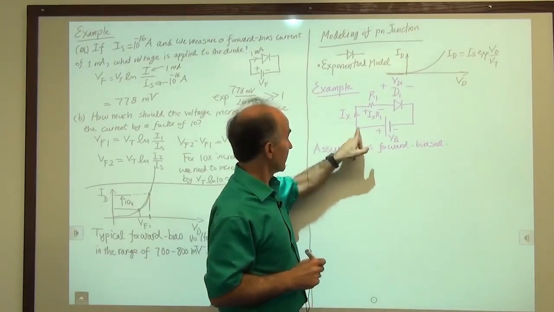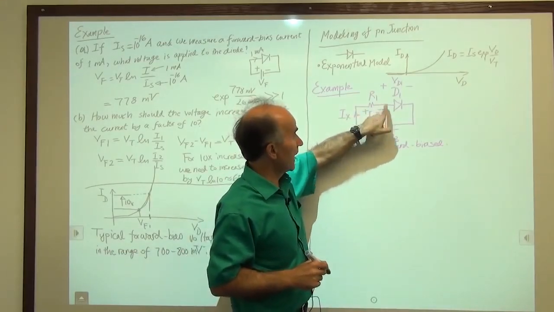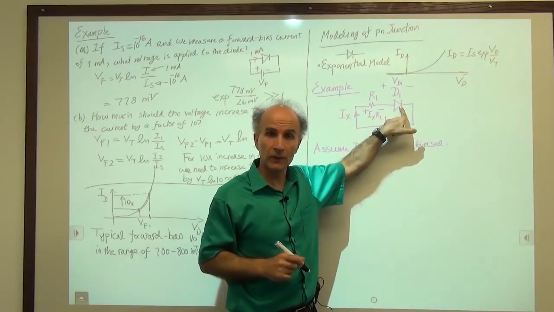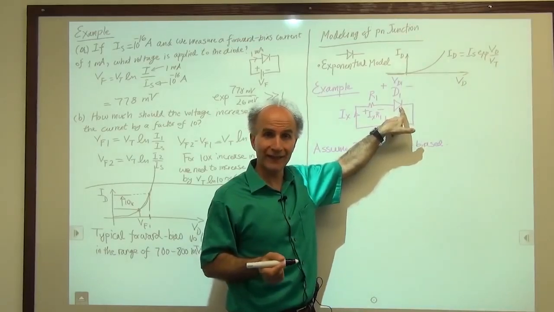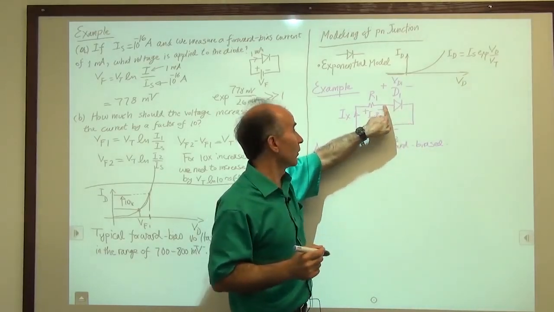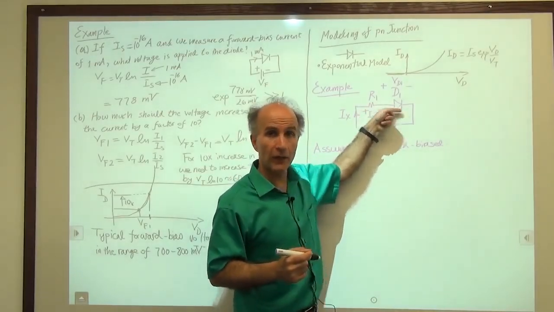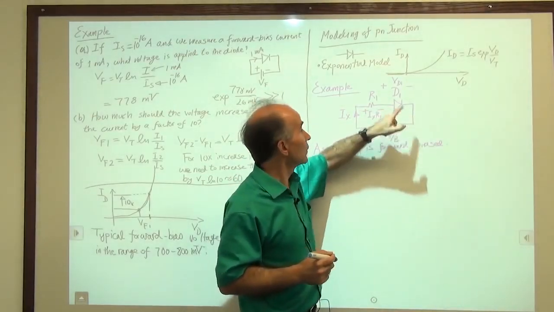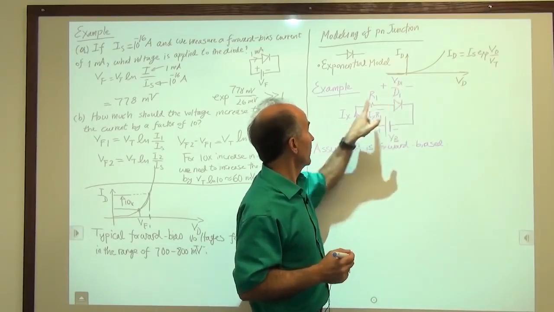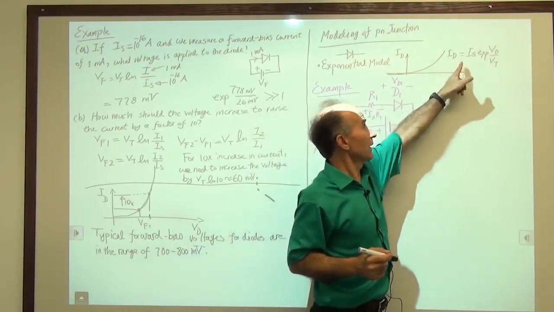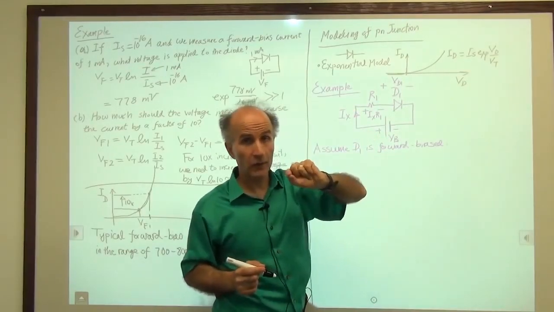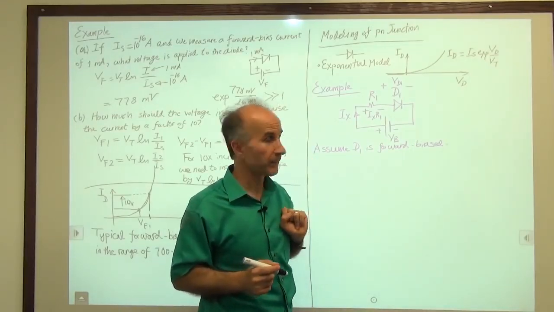Why Ix? Because the same current that flows through the resistor has to flow through the diode. It has nowhere else to go. If you write a KCL at this point, we see that Ix comes out of the resistor and has to go into the diode. So all we know is VD1 and Ix are related by this equation because we are assuming forward bias.